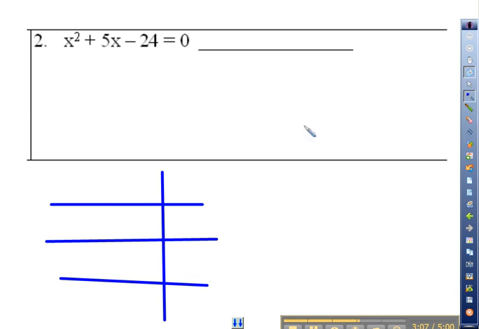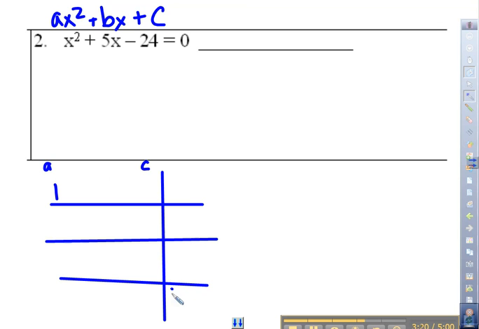All right, if we're going to use Factor Cracker to factor, what goes right here? Your A, ax squared plus bx plus c. Your A goes here, your C goes here, your B goes down here. What's your C? Negative 24. What's your B? 5. Factors of 1. 1 and 1. I need factors of negative 24 that have a difference of positive 5. Negative 3 and 8? Negative 3, positive 8.